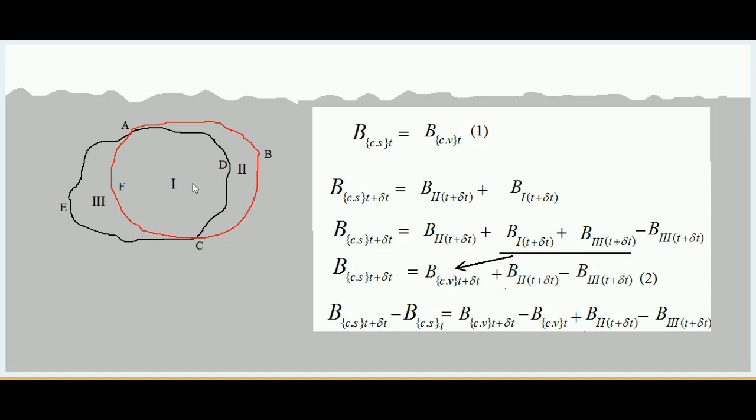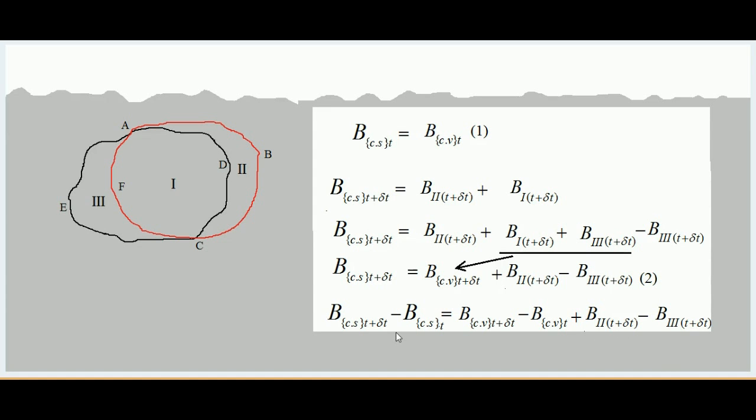What we have done: since B first and B third together equal the property of the control volume at time t plus del t, we can write B_CV at t plus del t for this, and B second at t plus del t minus B third at t plus del t remains the same. This is our equation second. Now in case I subtract equation 1 from equation second, what will I get? B_CS at t plus del t minus B_CS at t on the LHS, and on the RHS B_CV at t plus del t minus B_CV at t plus B second at t plus del t minus B third at t plus del t, which remains the same. So this is the new equation we have arrived at.